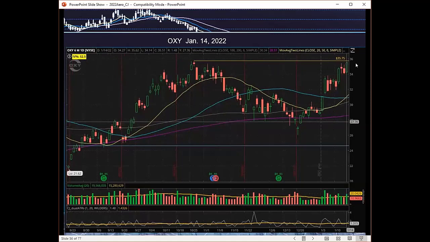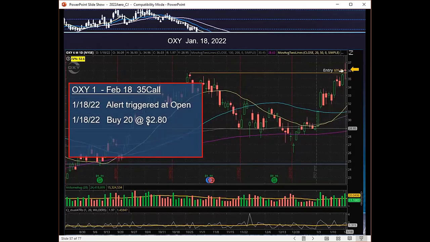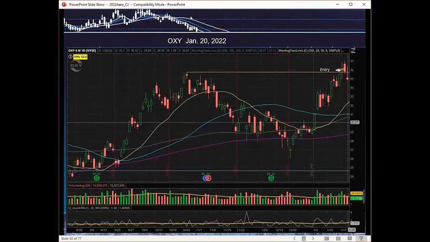The next day, it got closer, but it did not trigger. It came close to that alert, but it did not trigger. The next day, it triggered. In fact, it triggered right at the open. I got an alert right at the open, and within a minute or two, I was looking at the chart, and I say, yeah, it's valid. So I pulled the trigger. I bought 20 calls of the 35 strike Feb expiration, and I paid $280 for those. My stop was right in this area here, the lows from the prior week.